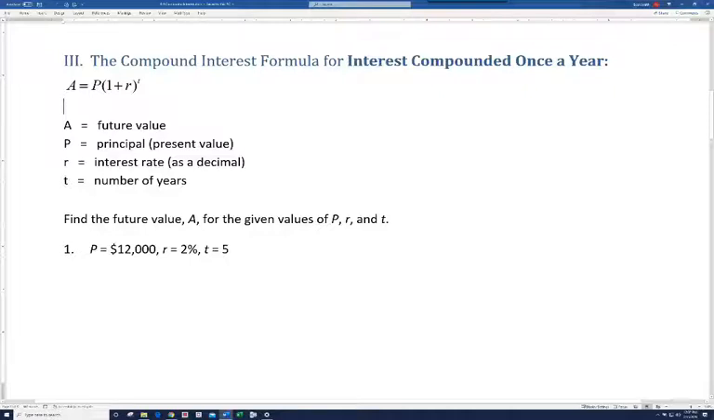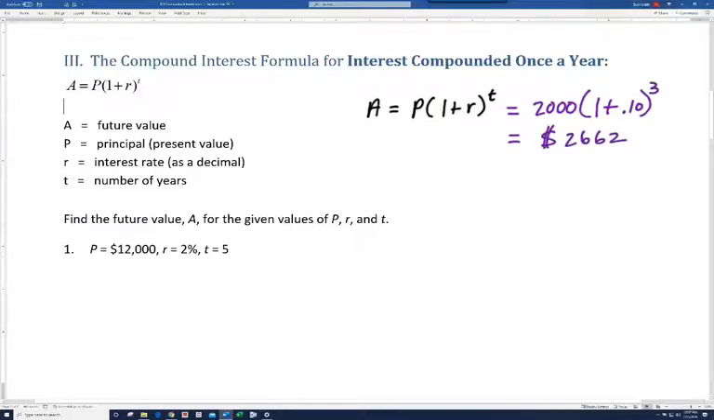Notice it says A equals P times the quantity 1 plus R to the T power, where A is future value, P is the principal, R is our interest rate, and T is the number of years. So if we use this formula for the last problem and plug in the numbers, 2,000 is the amount of the loan, times 1 plus R, which we'll write as 0.10, that's our 10%. The time was 3 years, and you'll see we get the same number that we got on the preceding slide.